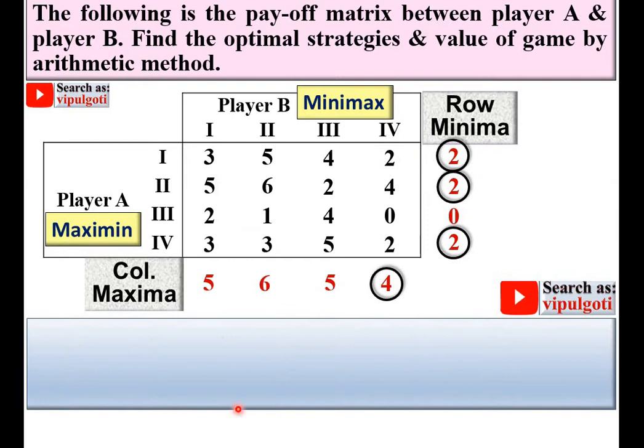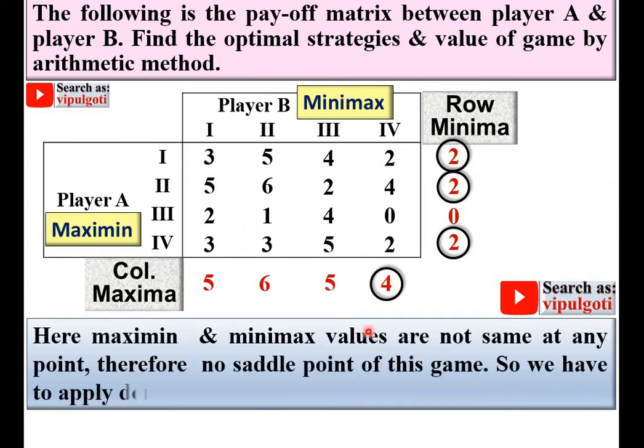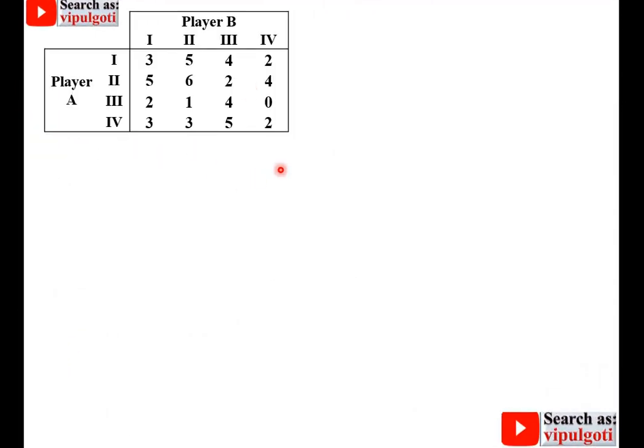Here I can say the maximin and minimax values are not the same at any point, so there is no saddle point. So we have to apply the dominance rule. Already I have put up one video for the dominance rule. If you want to see it in detail, you can refer to my earlier video on the dominance rule from game theory. So here I am going to go a little bit fast.